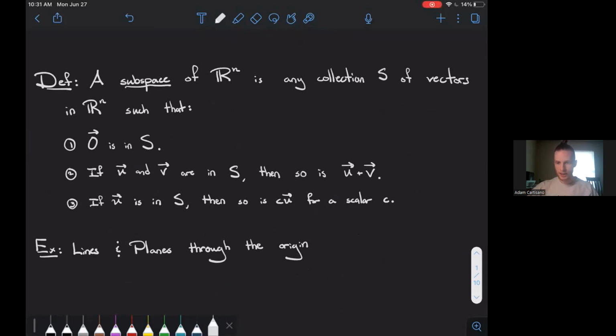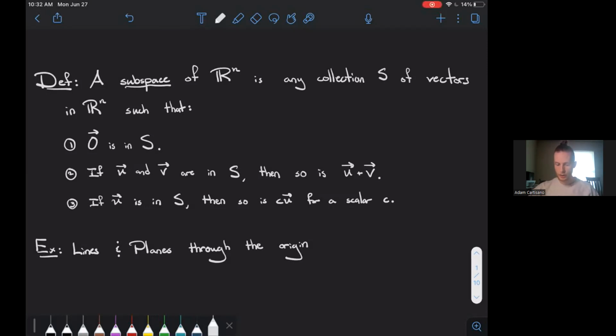Number two, if you have two vectors, this is the one that we saw with the red and the blue vectors. If you have two vectors that are inside that set, then their sum must also be inside that set. And then the third one is scalar multiplication. So if you have any vector inside your set, then any scalar multiple of that vector should also be in that set.